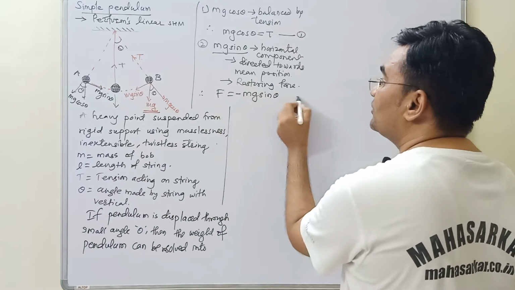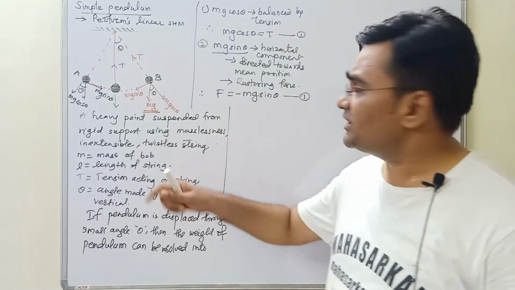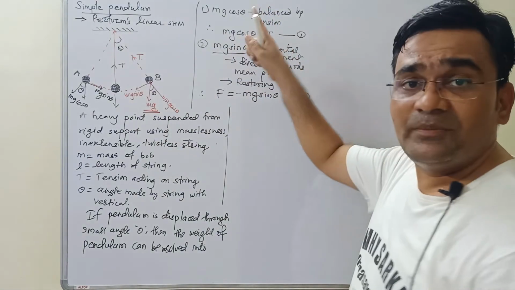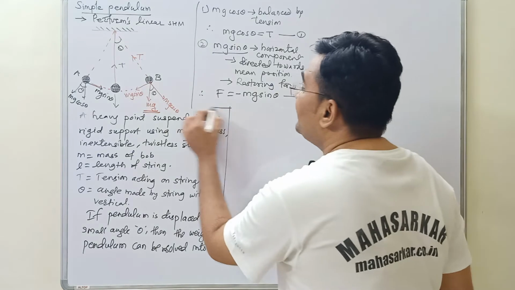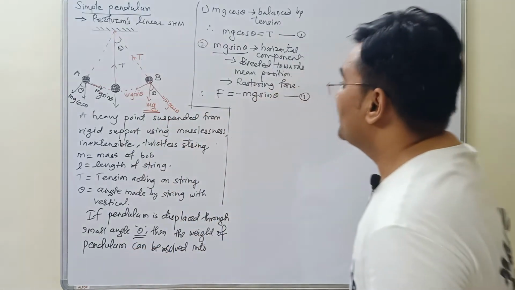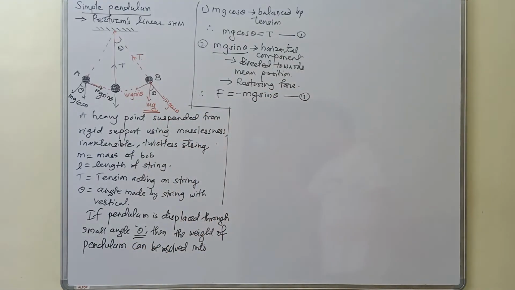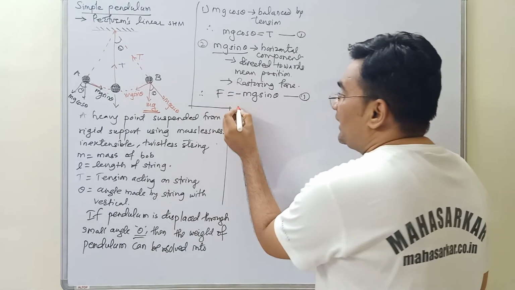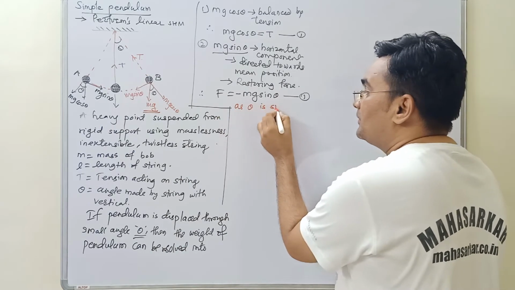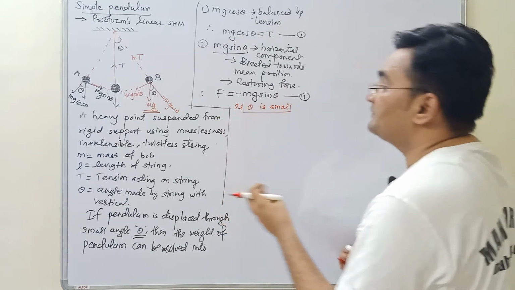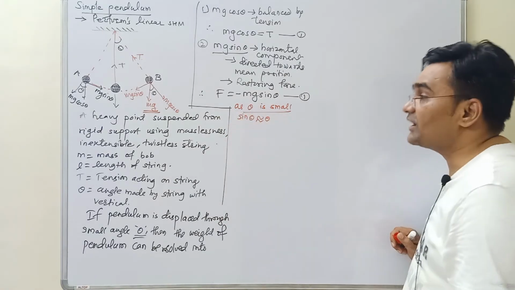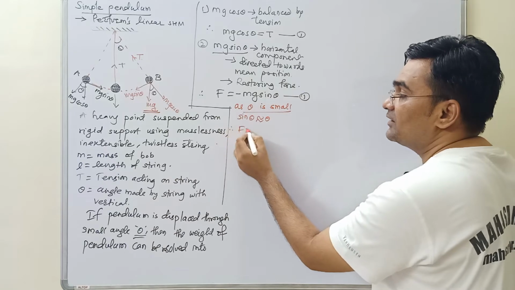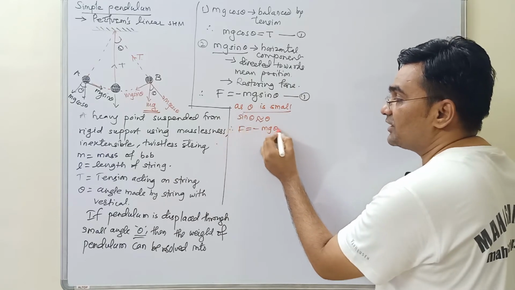Therefore F is equal to mg sin theta. I will say it is negative. Why negative? Then very simple logic. Theta is opposite to the mean position and the component of force is towards the mean position, so theta is what? Negative. I said initially theta is very small. If theta is very small, then sin theta is approximately always equal to what? Theta. So substituting here, F is equal to minus mg into theta.